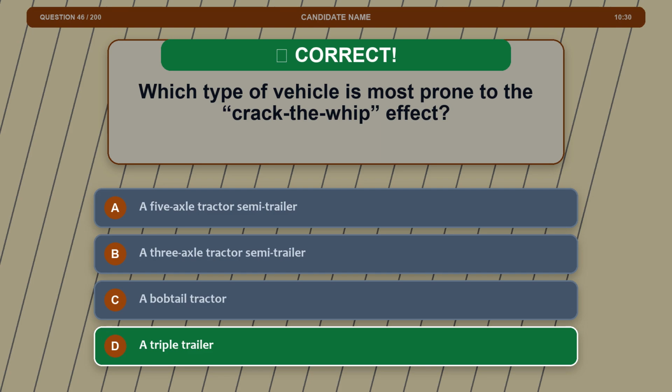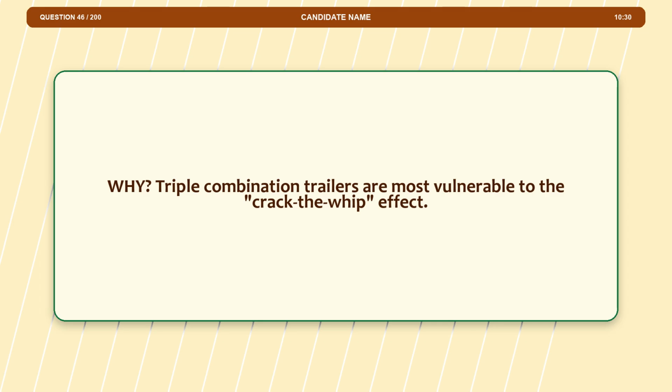The correct answer is option D, a triple trailer. Explanation: triple combination trailers are most vulnerable to the crack whip effect.